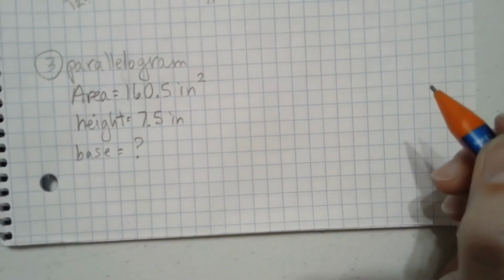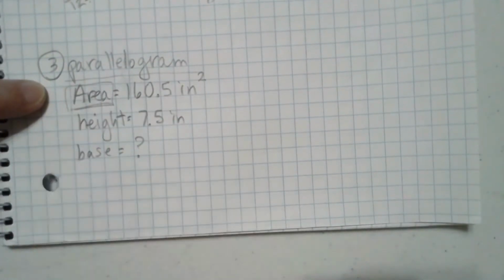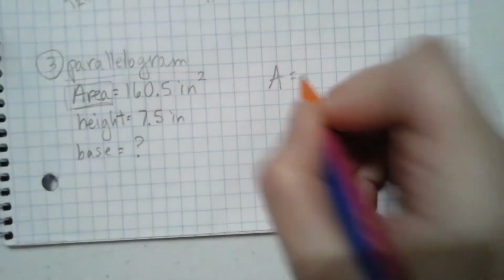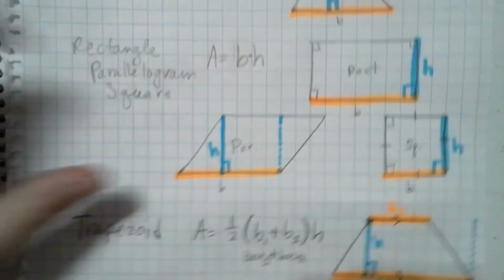There's a cat outside. Okay, so what is our formula for area of a parallelogram? Area of a parallelogram is base times height.